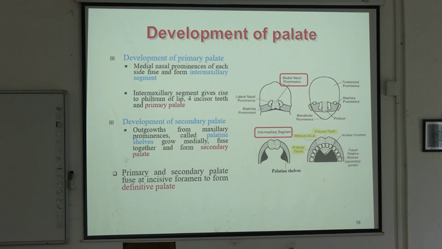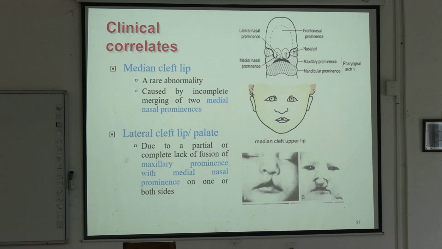The right side and left side give this prominence, which is known as the palatine shelves. So the right side maxillary prominence and the left side maxillary prominence each form a kind of shelf, which we call palatine shelves, that meet in the midline. If they fail to meet in the midline, then we get a palate which is split. We call this a split palate, also known as a cleft palate. It may be associated with a cleft lip, and then we call it cleft lip, cleft palate error, or there may be an isolated cleft palate error.